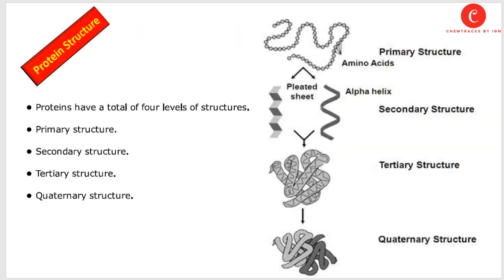There are different levels of structure in proteins. First is primary structure. You can see this is basically the linear arrangement of amino acids, known as primary structure. Then there are helical or sheet-like structures that compose the secondary structure of proteins, and they contain alpha helix and beta pleated sheets. Tertiary and quaternary structures are the most complicated, basically the folded structures of protein. So let's discuss one by one.